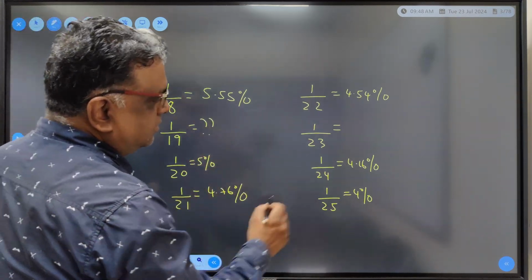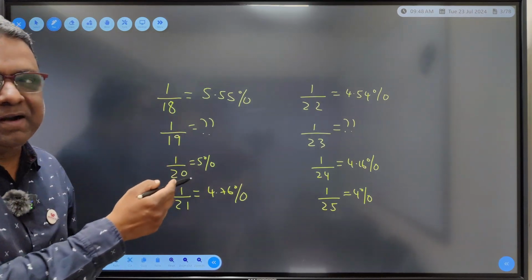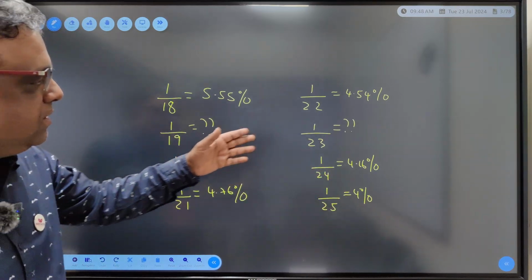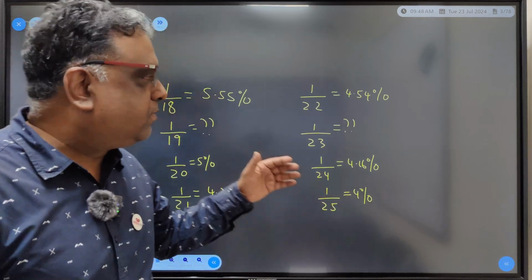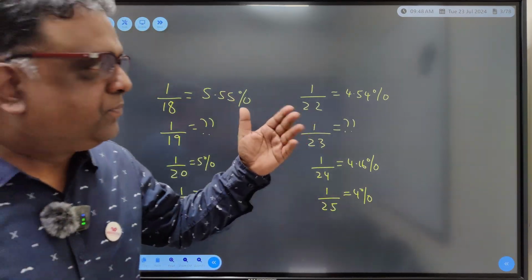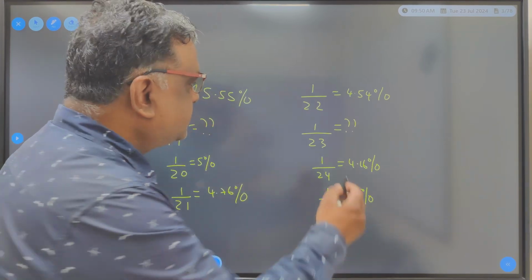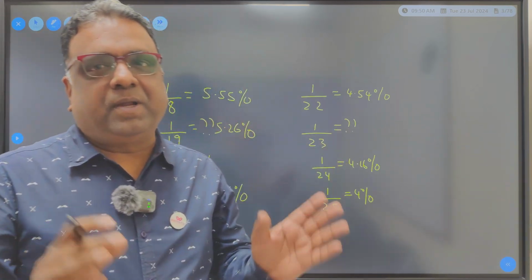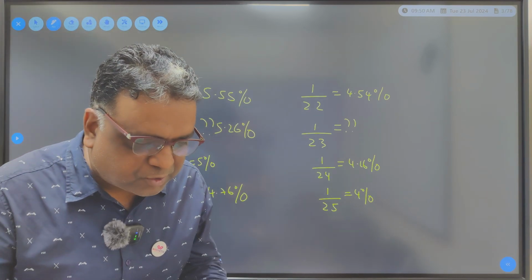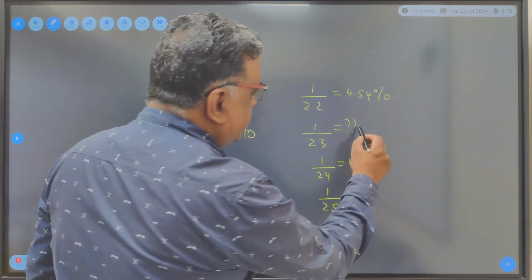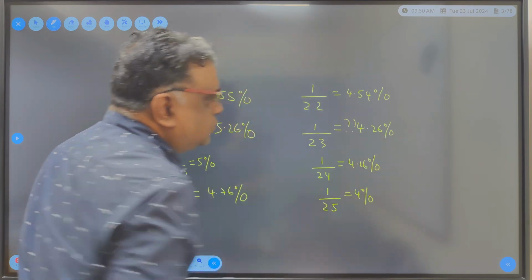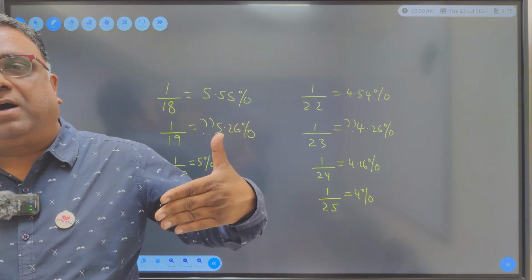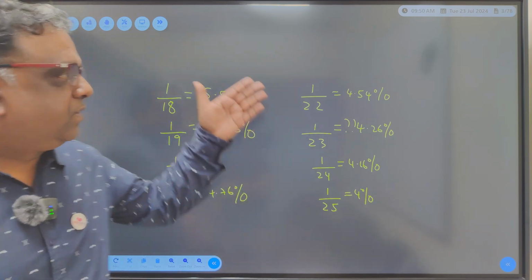Similarly, you can calculate these two values also just by multiplying by 100 and dividing 100 by 19 and 100 by 23. I can actually show you dividing 100 by 19 and 100 by 23, but this video will become a little longer. But once you have understood the concept, you can definitely write this. So 1 by 19 is 5.26%. 1 by 23, if you actually divide 100 by 23, you will get 4.34% or something. So this way, we are able to convert the fractions from 1 up to 1 upon 25, and we should remember all those things.